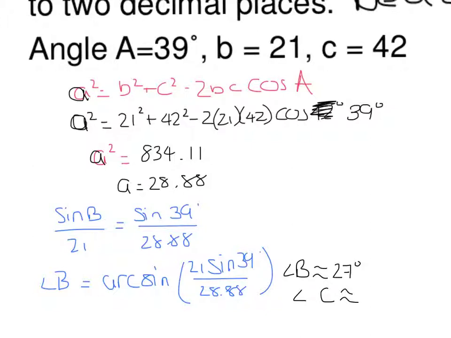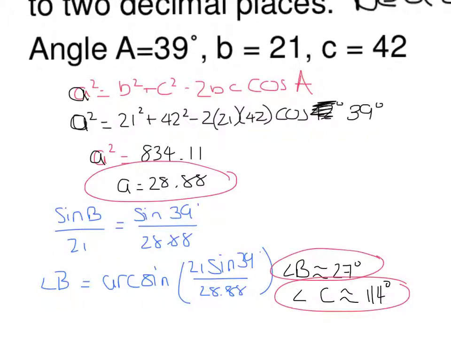And now I can find angle C. And we're also estimating that. So we have 180 minus 39 is 141, minus 27 is 114 degrees. So I found everything that I was missing. I found side A, angle B, and angle C.